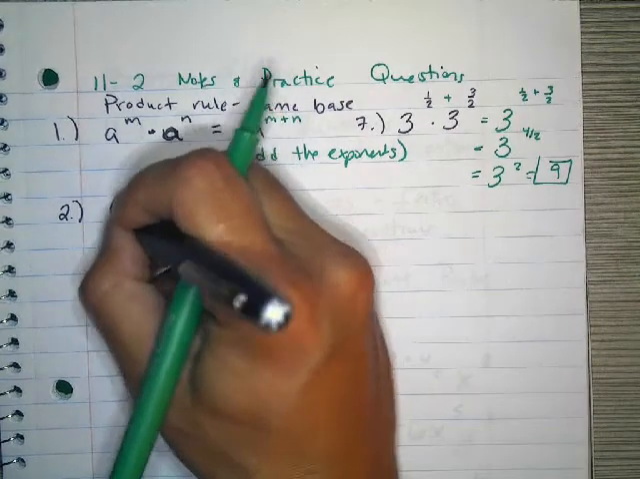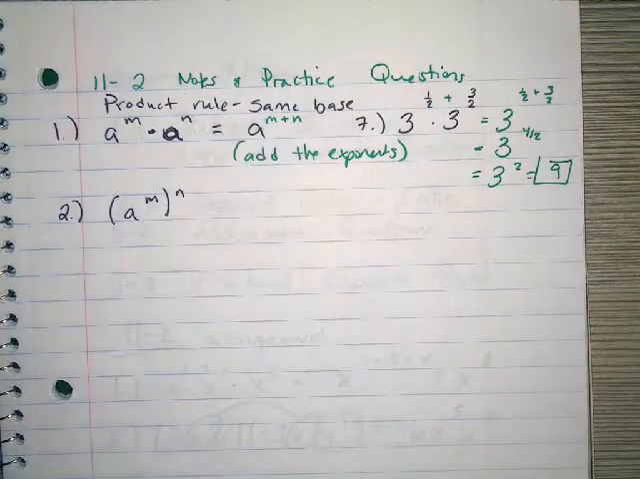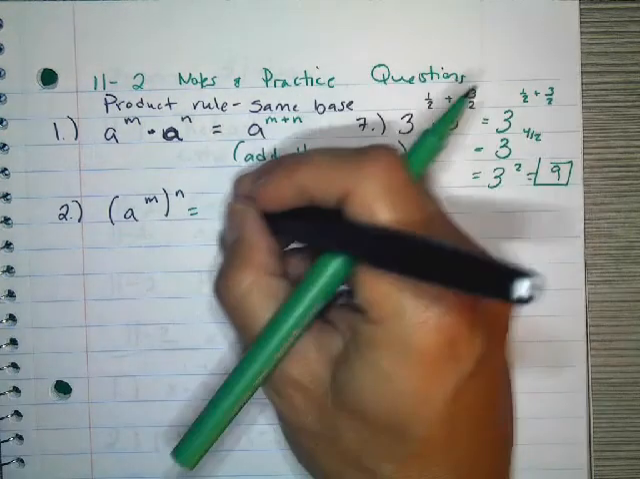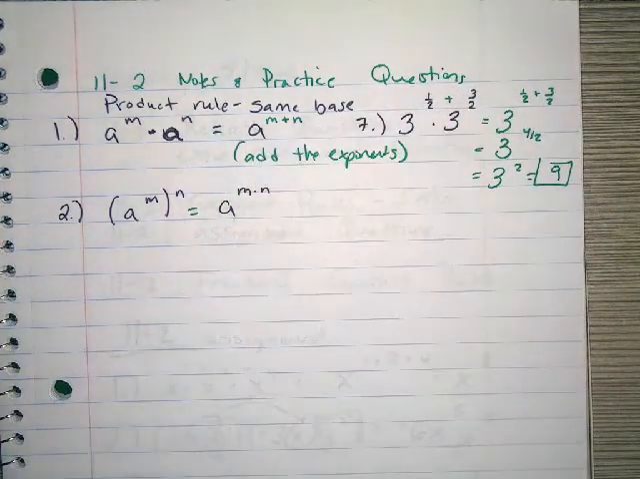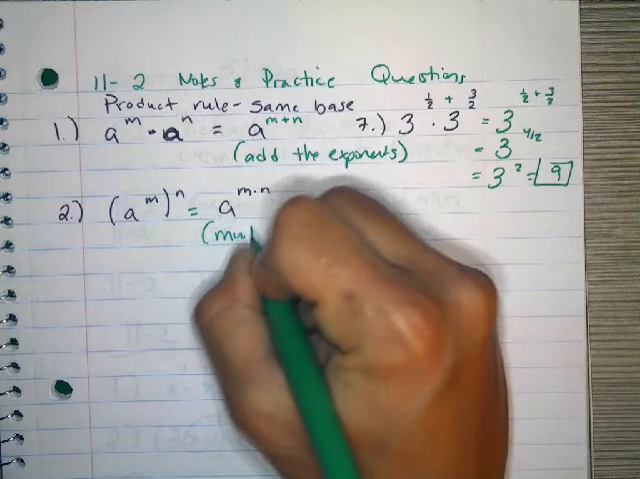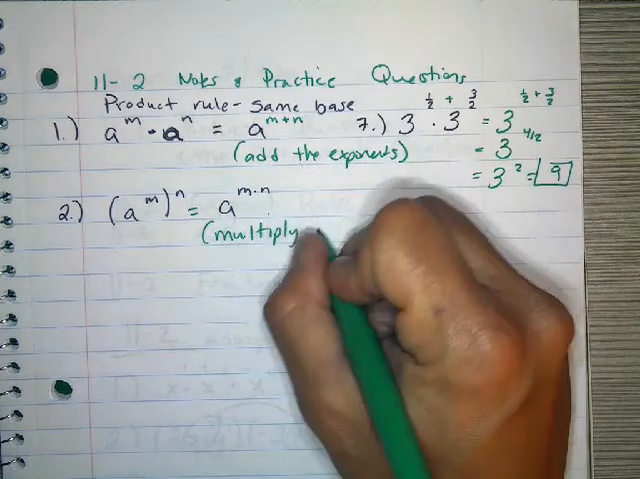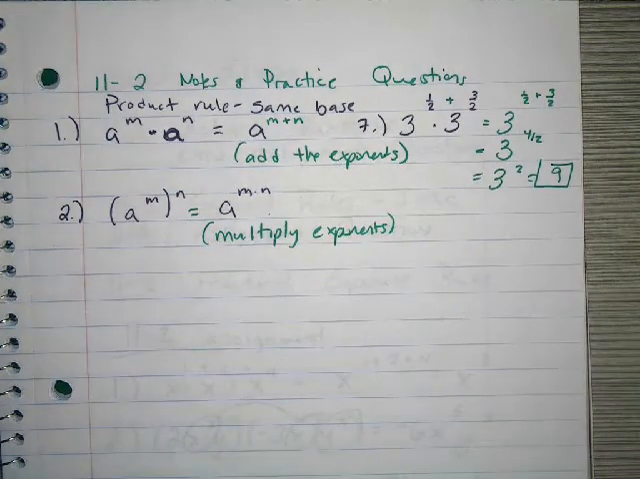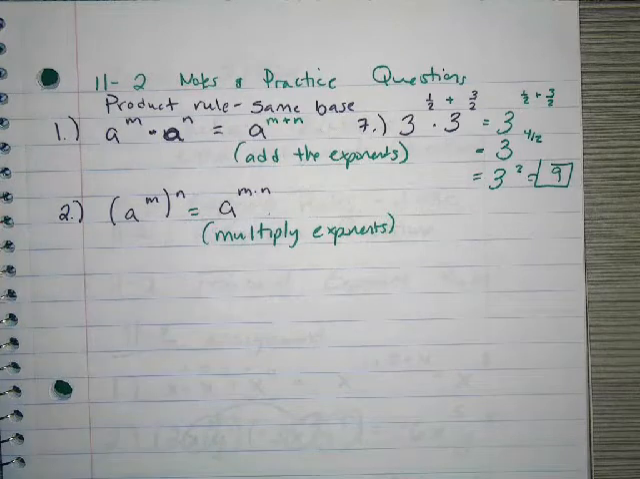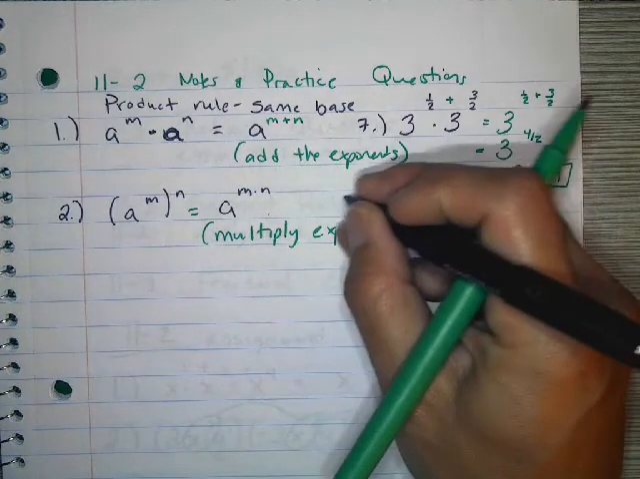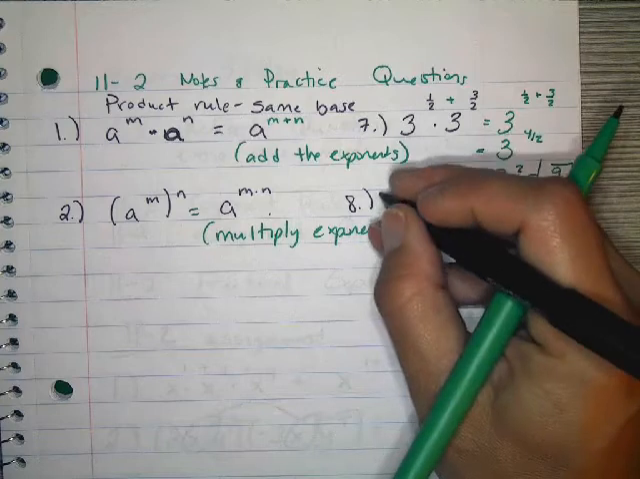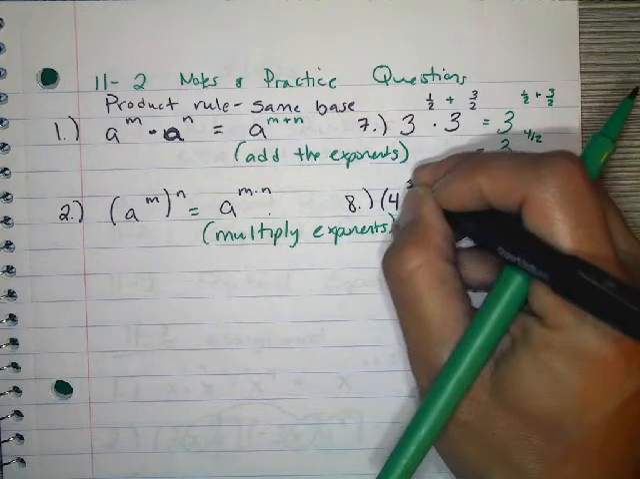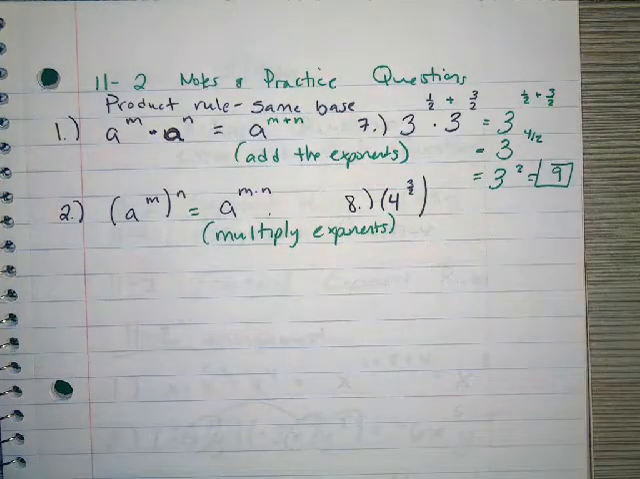Question number 2 is the power rule. So the power of m is being raised to the power of n. And so when that's the case, then you're just going to multiply your exponents. Leave the base the same and just multiply the exponents. So again, the question that goes with that is number 8. And number 8 has a base of 4, a power of 3/2, and it's being raised to the second power.